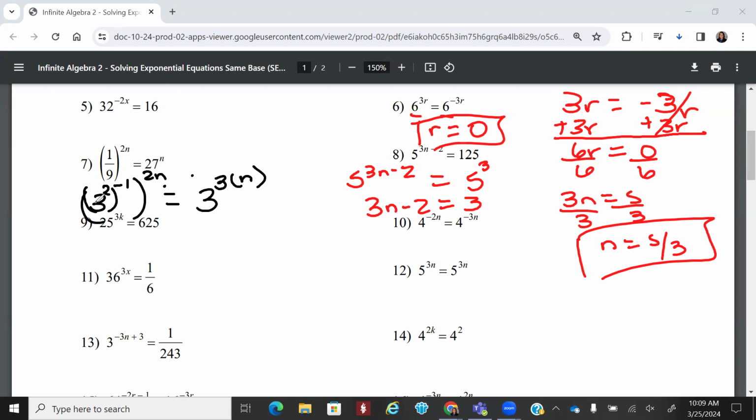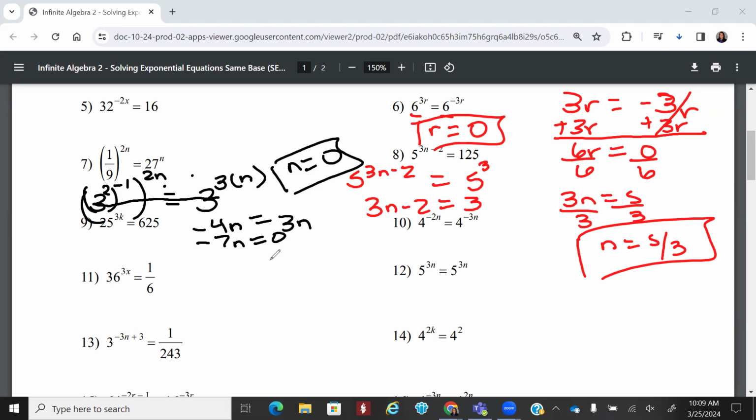This is going to look like a hot mess for a second. We drop our base. 2 times -1 times 2n is going to give us -4n is equal to 3n. Again, that looks a little crazy, I get it. We move that 3n to the other side, and that's going to give me -7n equals 0. Divide by -7. So n is actually going to be 0 for this one.